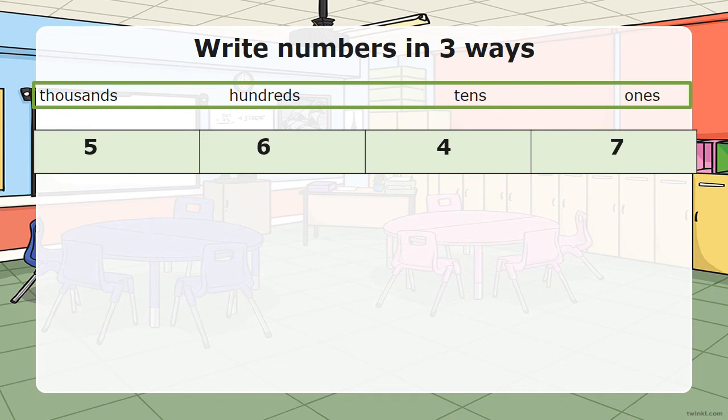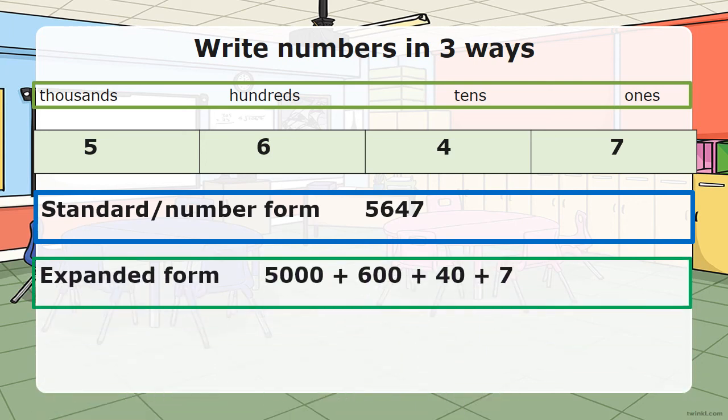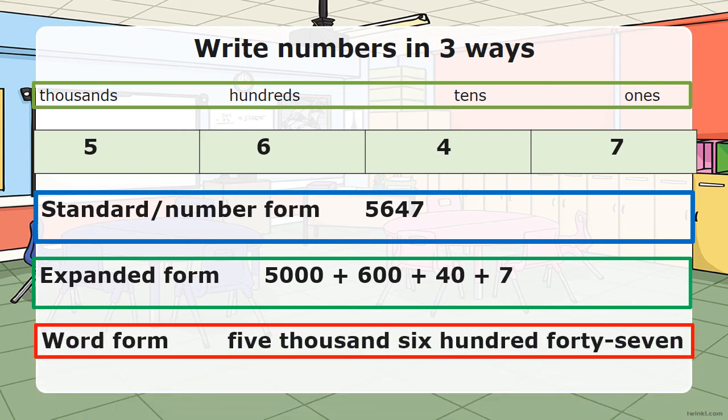Next, we have thousands, hundreds, tens, and ones. So it is 5 thousands, 6 hundreds, 4 tens, and 7 ones. So the standard form is 5,647. Expand it out, we stretch it out. 5,000 plus 600 plus 40 plus 7. And in word form, five thousand, six hundred forty-seven.